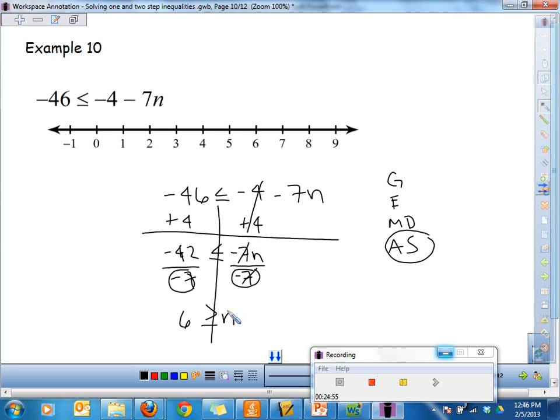Now before I graph this, I need to rewrite it so that the n is on the left. So n is less than or equal to 6, which means the same thing, right? 6 is greater than or equal to n, so the 6 is going to be bigger than n, or n is going to be less than or equal to 6. Go ahead and try to graph this one on your own. You should have put a closed dot at 6, and it is a less than, so you should have graphed to the left.